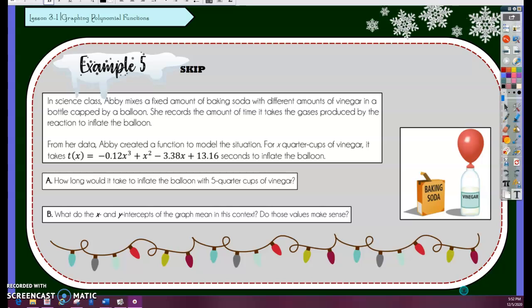And just for your information, we are skipping example 5 and those triads.